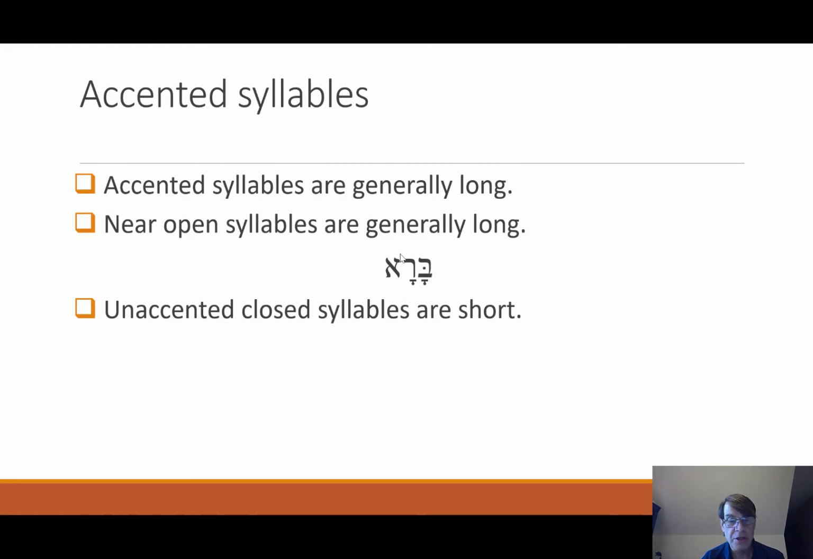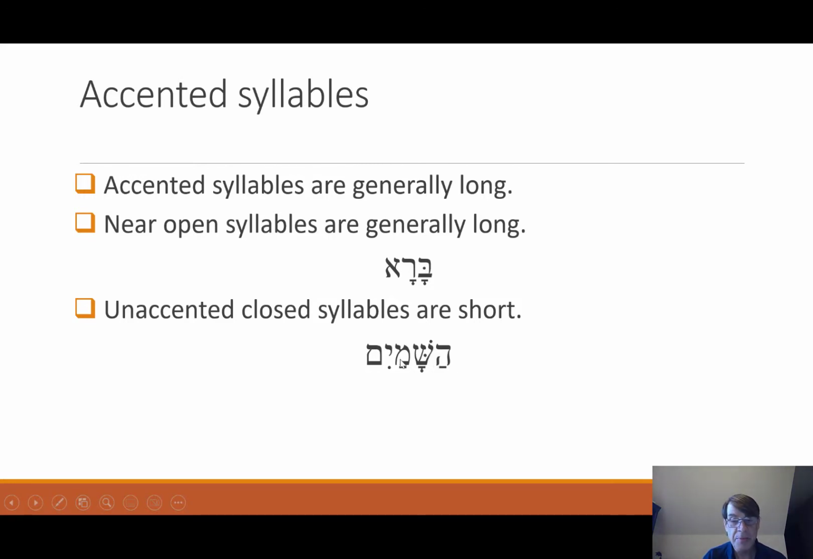Unaccented closed syllables. Closed syllables that don't have the accent, they are short. And so this is also in Genesis 1:1, hashamayim, the heavens. You'll notice that hey, patah, and then the first shin of a doubled shin. That's a doubling dagesh. Why? Because it's in a letter that isn't a begad kefat letter. A dagesh in any letter that's not a begad kefat letter is a doubling dagesh. So hey, patah, first shin. That is a closed syllable.